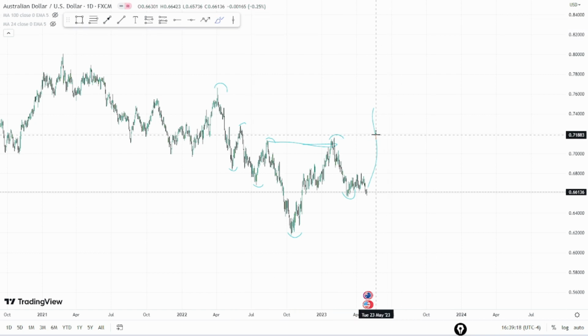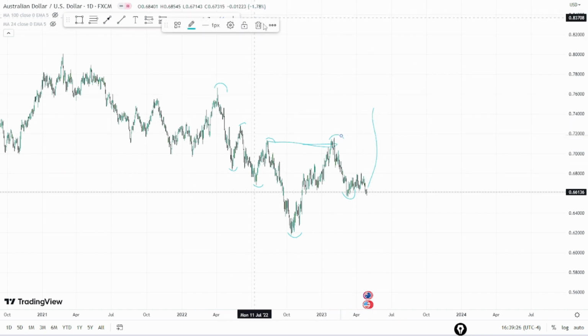So I'm just going to delete everything and let's move to the 4 hour time frame and show you exactly what I'm talking about. You will also see for yourself how clear.